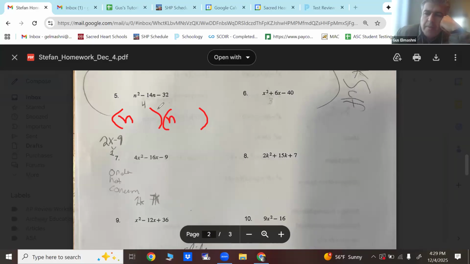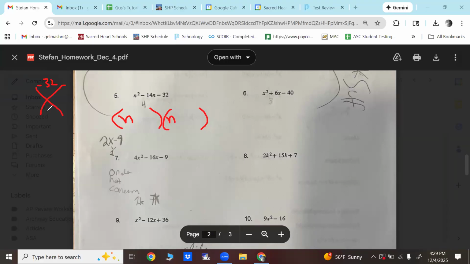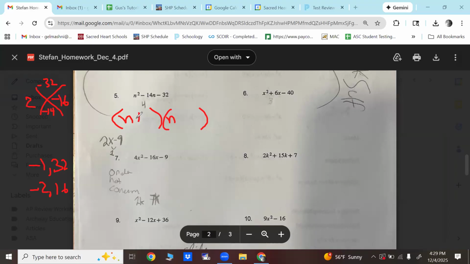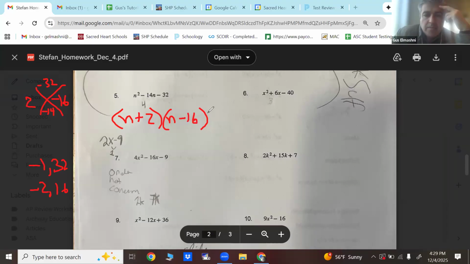Okay, we might run into a problem here. No, we'll be okay. So your product is negative, so you have one that has to be negative and one has to be positive. So you do negative 1 and 32. That's no good. But if I do negative 2 and 16, that's negative 14. I want to have the negative 14, so we'll just switch the signs. Make 2 positive, 16 negative. So n plus 2, n minus 16.